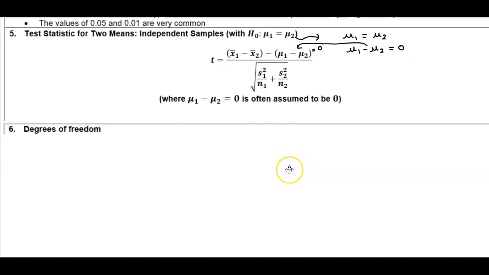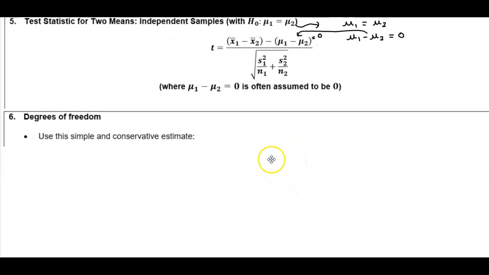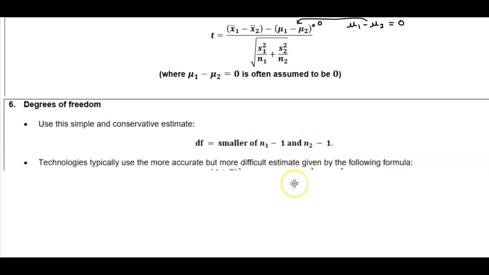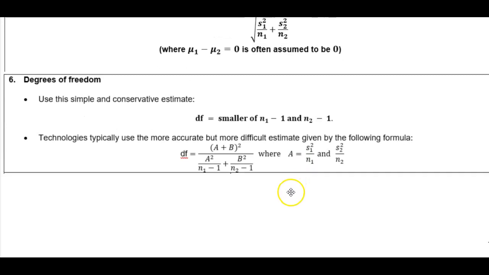Now, the degrees of freedom. Okay, we use this simple and conservative estimate. The degrees of freedom is going to equal the smaller of sample size 1 minus 1 and sample size 2 minus 1. And then technologies typically use the more accurate but more difficult estimate given by the following formula. So the degrees of freedom is going to be the following.